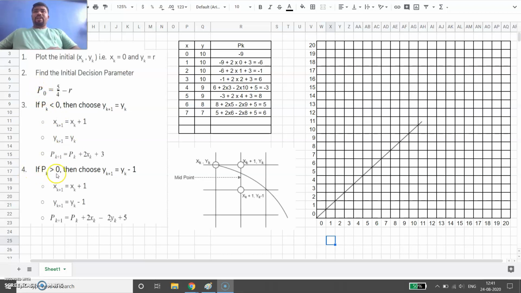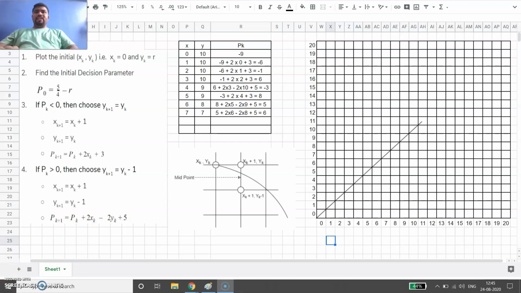Similarly, for the fourth point, if Pk is greater than 0, that means the point is lying outside the circle. So in that case, this line will be closer to this particular point. So you can see even the y needs to get changed. So y next would be what? yk minus 1 because it is the below point. x would be what? xk plus 1. And similarly, you can see that we have the derivation.